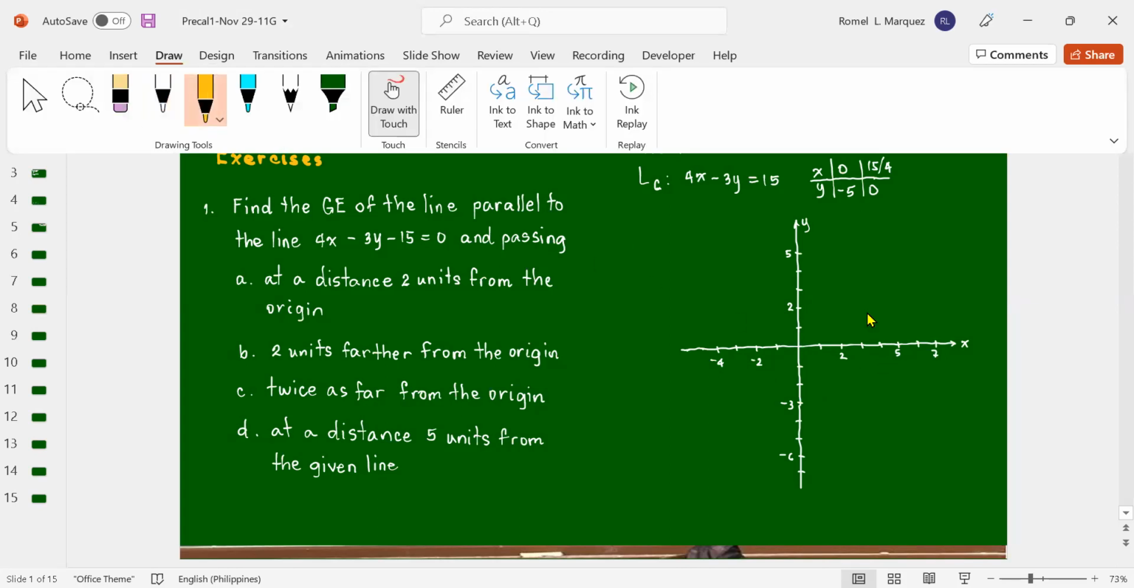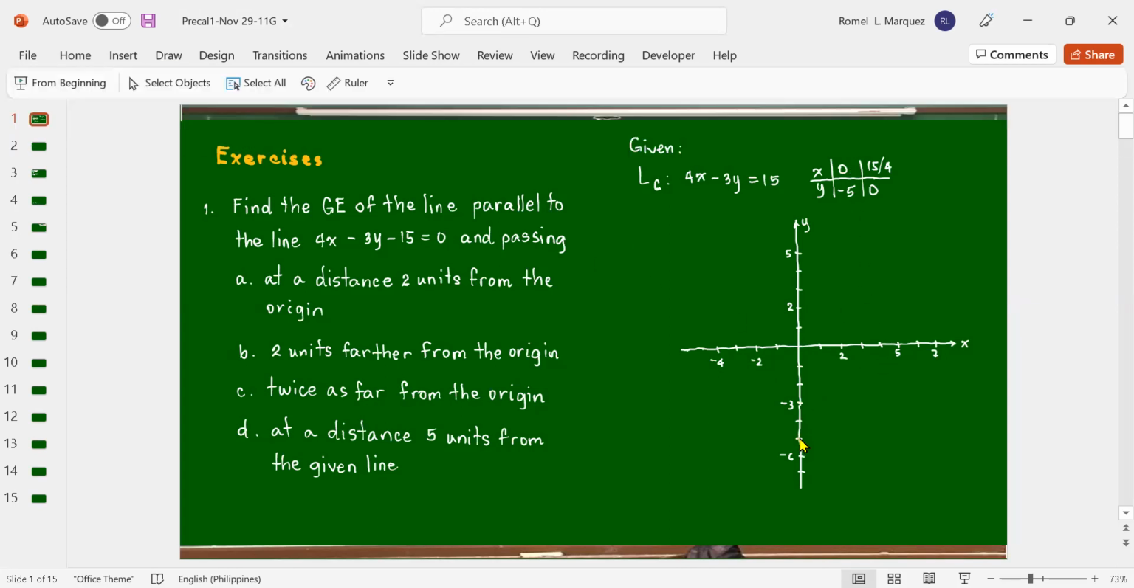So let's plot the point 0, negative 5. Am I right? What about 15 over 4? That is 3 and 3/4. So somewhere here. So let's draw the line passing through these points. So this is the given line, okay? We're looking for letter A, a line parallel to this, and how far from the origin? 2 units from the origin.